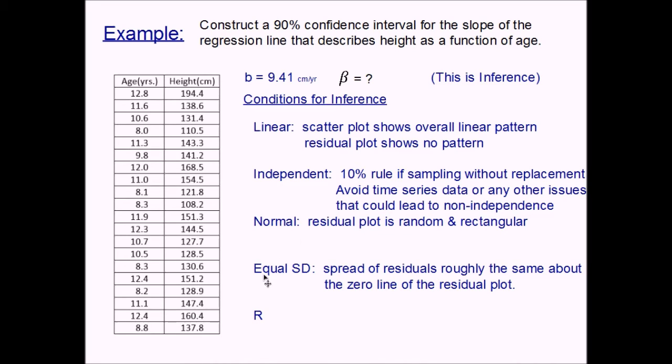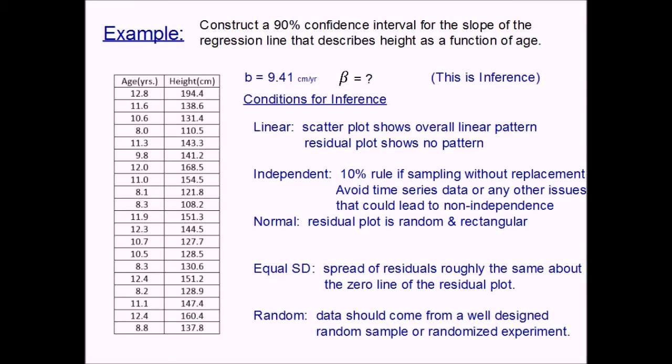E stands for equal standard deviation. And again, what we do is look at the residuals. So the residual plot is very important for these conditions of inference for two variable. And if it's roughly the same about the zero line of the residual plot, and we'll go through this particular example of age and height, and I'll show you what I mean when we look at the example. And then R is, of course, random. The data should come from a well-designed random sample or randomized experiment.